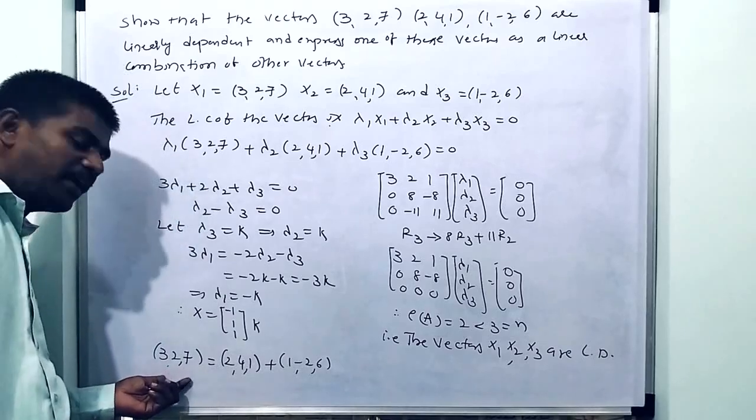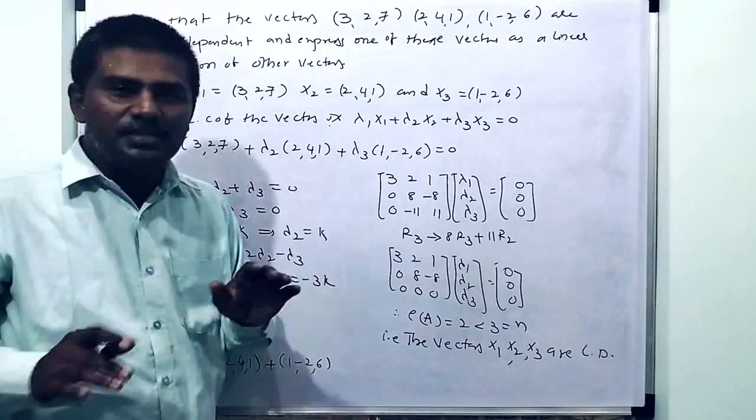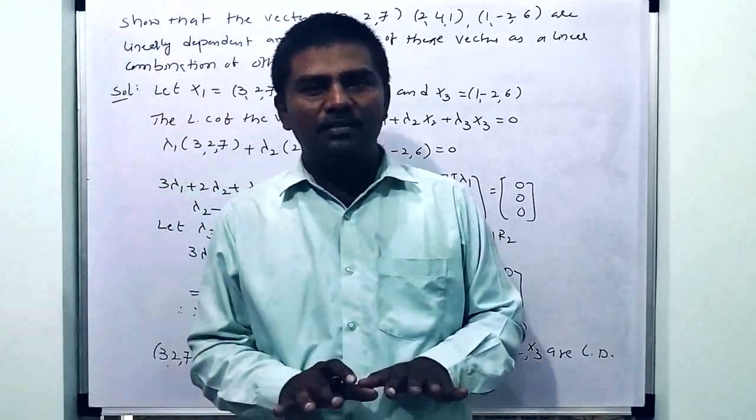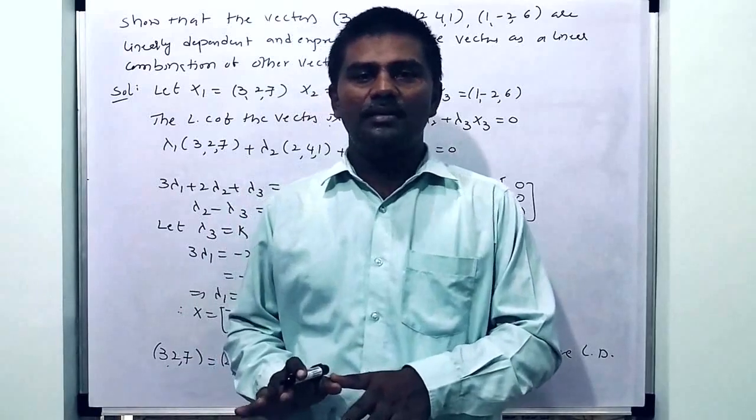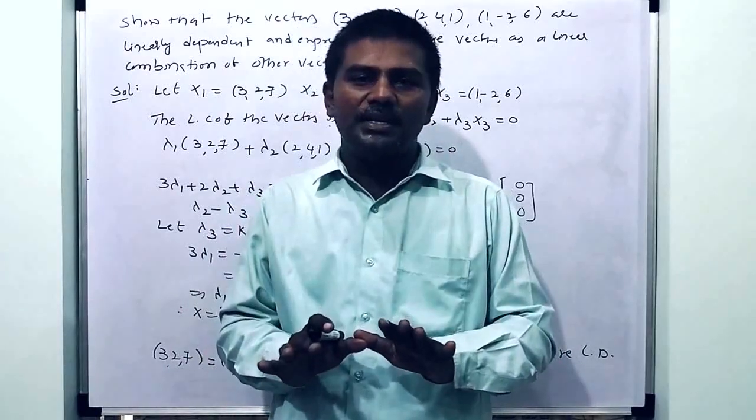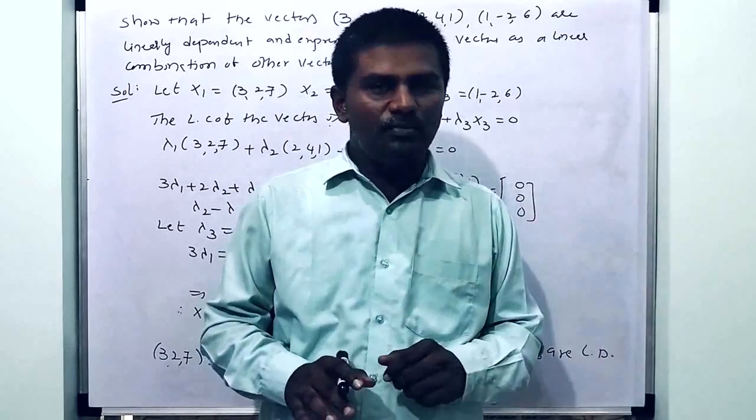That means one vector can be written as a linear combination of other vectors. This is the way to observe the linear dependence of vectors, where one vector can be represented as the linear combination of other vectors. Let us see one more problem.